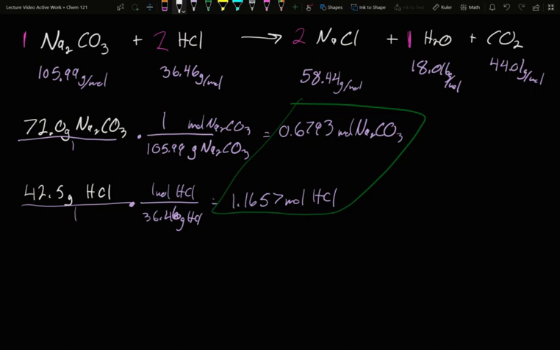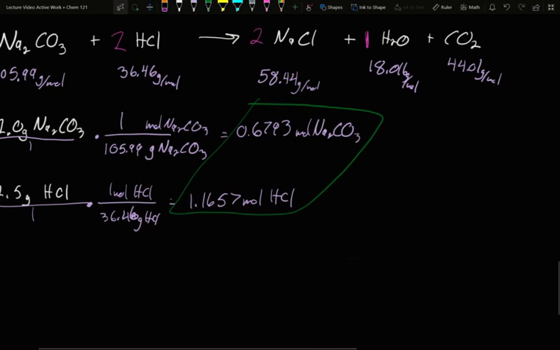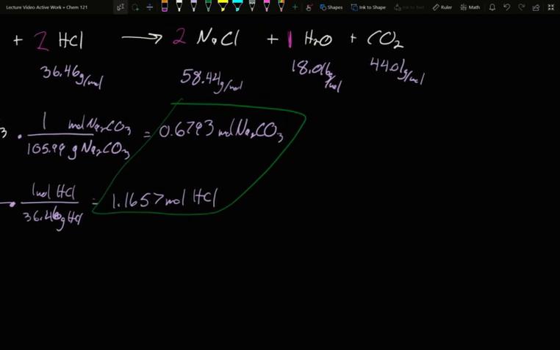Now, clearly, I have more HCl, but that isn't what determines the limiting reagent. Remember, we need twice as much HCl. Just having more doesn't mean that you're the excess, or having less doesn't mean you're the limiting. This is why we need to keep going with the calculation. We need to take these on to product.